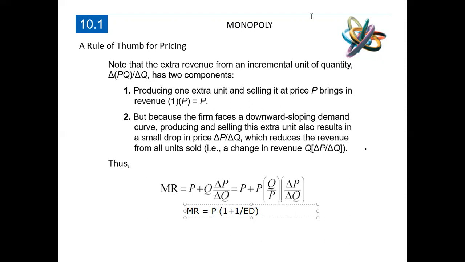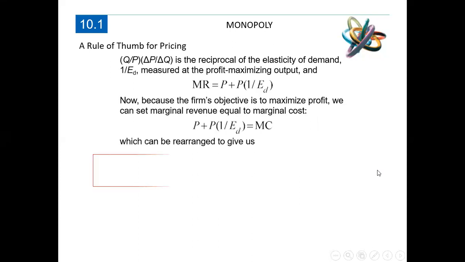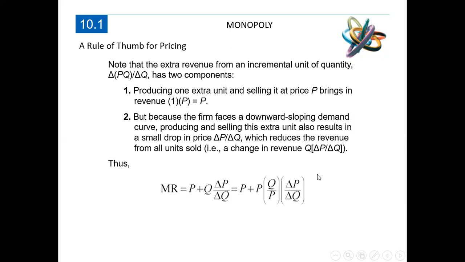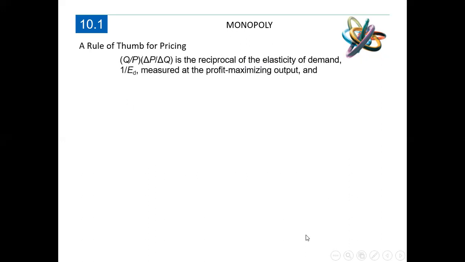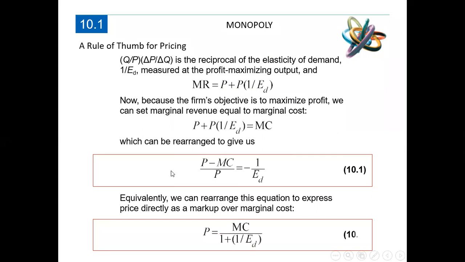So this is basically the equation that I'm trying to use to determine the price. So how can I determine the pricing in any market? It is highly dependent on the elasticity of the product. So I have here P plus P times 1 over ED. All this part is 1 over ED, so I will use 1 over ED and I keep the P. And I know as well that the marginal revenue equals the marginal cost. So I will replace the marginal revenue with the marginal cost.